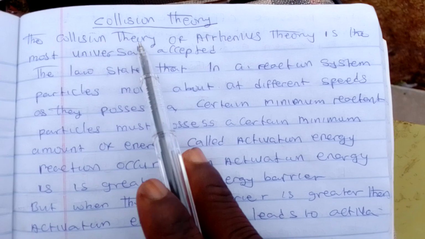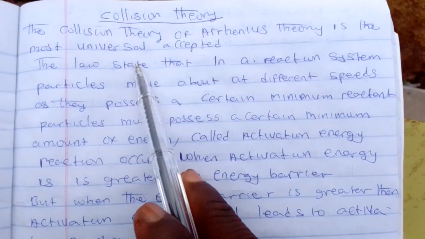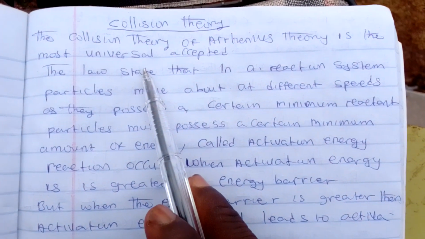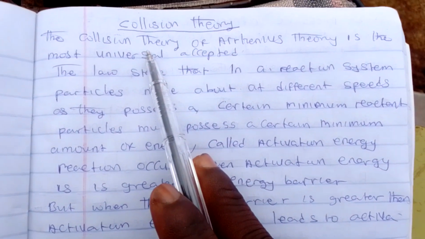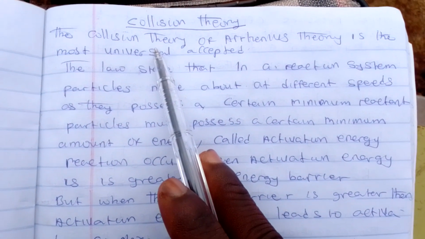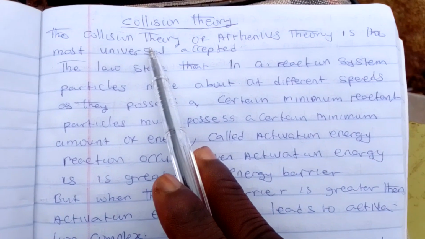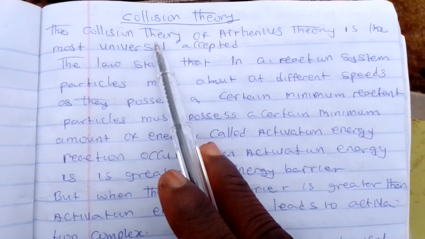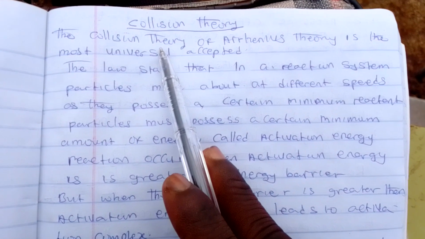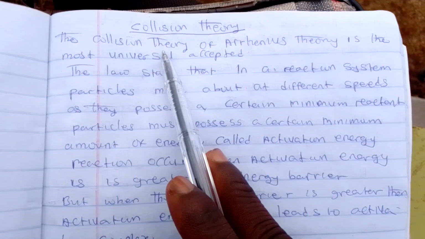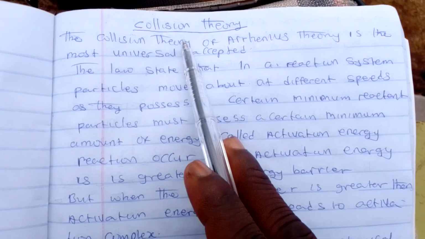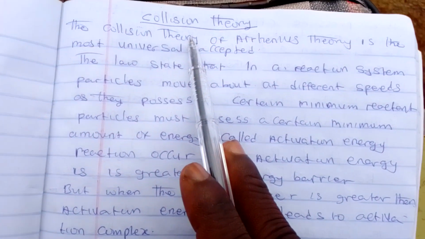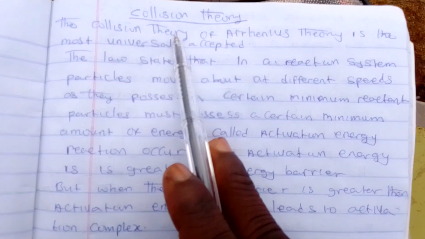Now, what is collision theory? Everybody is supposed to understand the meaning of collision. Collision means when two or more objects collide together, but it depends on the materials that are colliding together. This aspect is known as collision theory in chemistry. Now we have to state the collision theory.